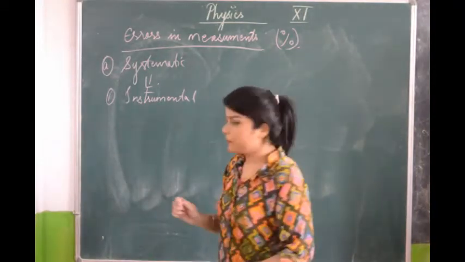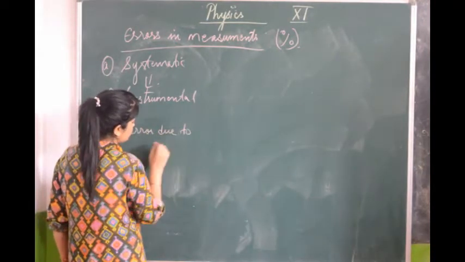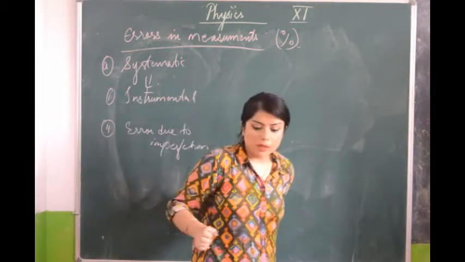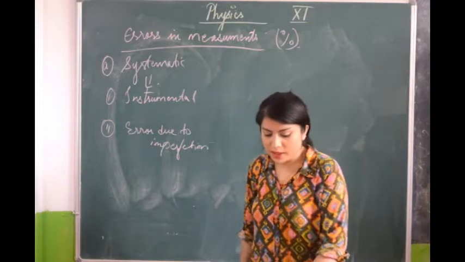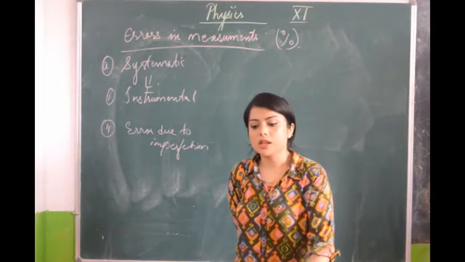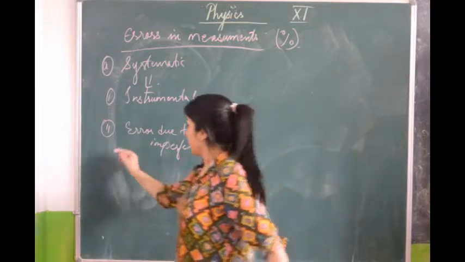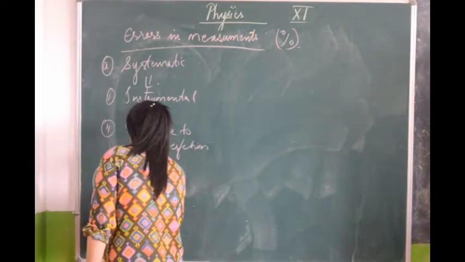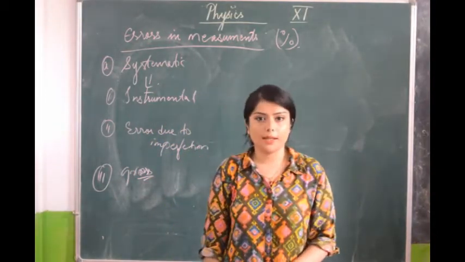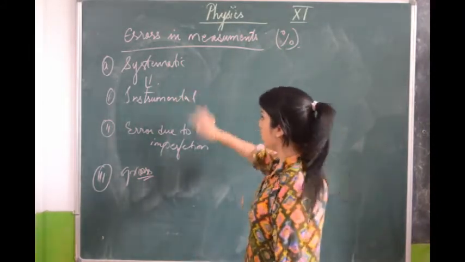The second one is error due to imperfection. Imperfection means it is not perfect, so there will be an error due to imperfection of calculation, or imperfection of the device or the setup. The third one is gross error. Gross error means an error made while calculating. When we do the calculation, if there is a mistake, that will be your gross error. This is one type of error.